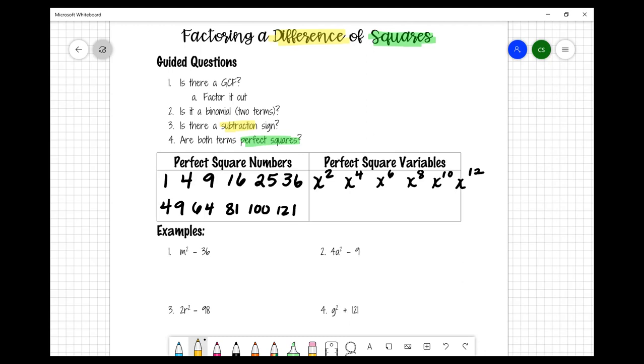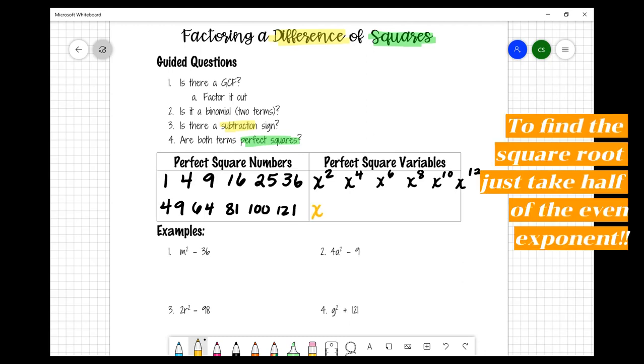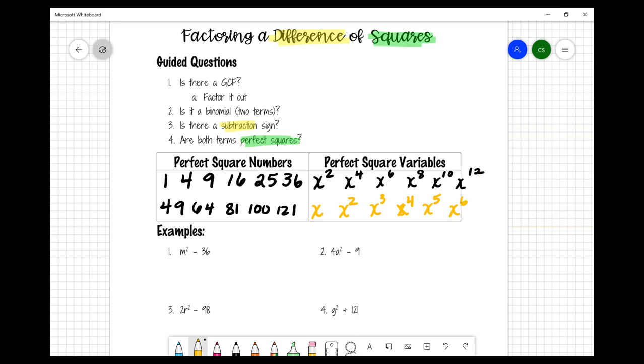The square root of x squared is x. Square root of x to the fourth is x squared. Square root of x to the sixth is x cubed. Square root of x to the eighth is x to the fourth. The square root of x to the 10th is x to the 5th, and the square root of x to the 12th is x to the 6th. So when we take the square root of a perfect square that is a variable, all we're doing is halving it. So perfect square variables all have even exponents, and when you take the square root of it, you're just dividing the exponent in half.